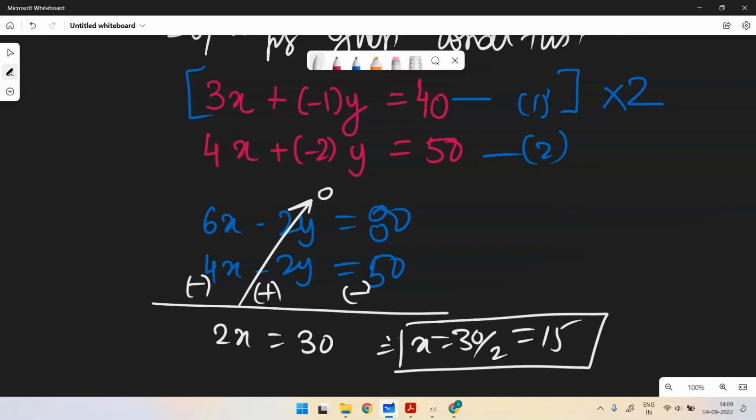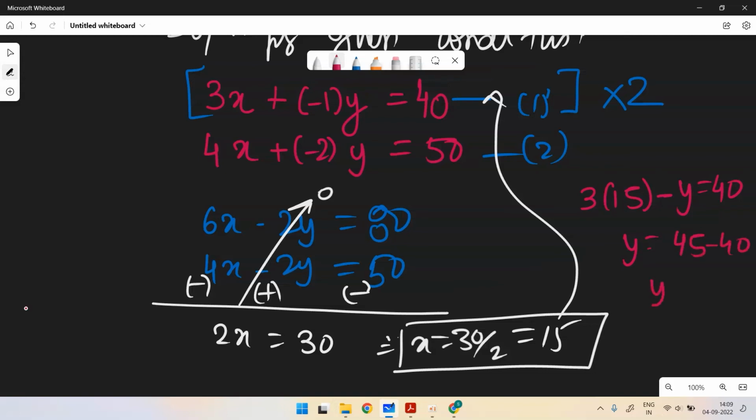x equal to 15. If you put x equal to 15 in equation number 1, what you get is 3 into 15 minus y equal to 40. That implies y is 45 minus 40, which means y equal to 5.